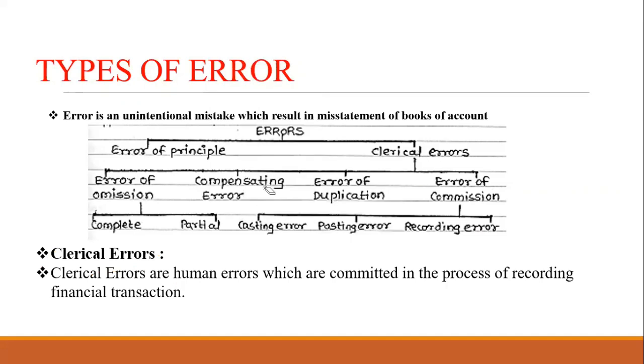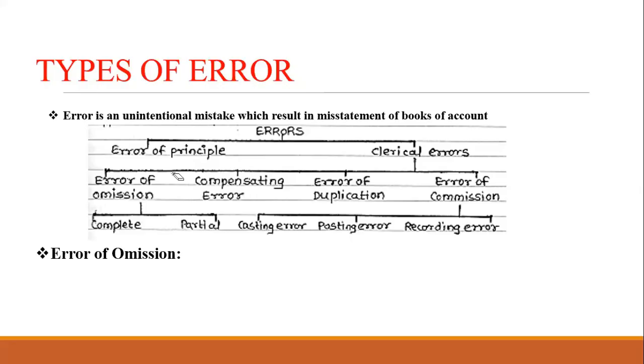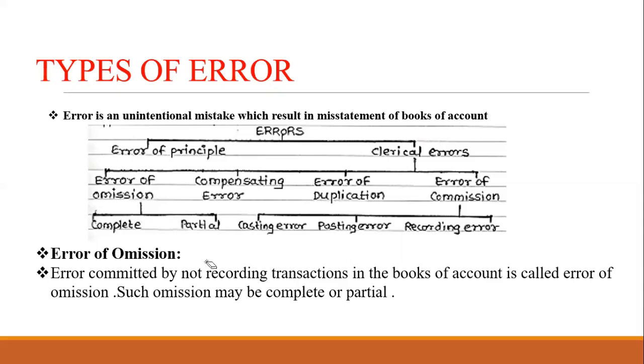Now under clerical error, there are subdivisions. The very first clerical error is error of omission. Can anyone tell me what you mean by omission? Very simple. It's a simple word. Omitted. Okay, yeah, like a particular entry has not been recorded basically. Okay, you forgot to write. Now, omission can be in two parts. It can be complete omission as well as partial omission. Error committed by not recording a transaction in the books of account is called error of omission. Such omission can be complete or partial.